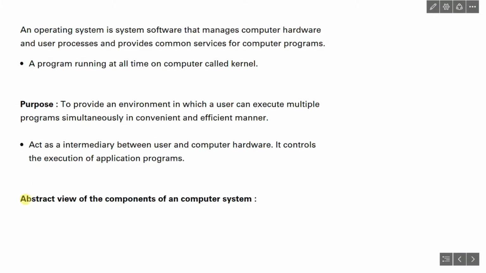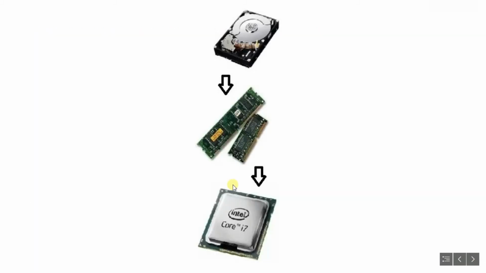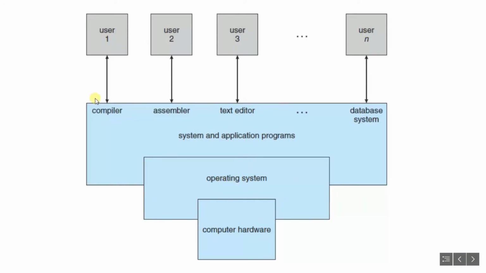So next thing is an abstract view of the components of a computer system. Basically we have four components, that is users, system and application programs, computer hardware and operating system. Users are trying to execute multiple programs, right? Those are application programs like your Notepad, your VLC media player, your Word, etc. These are the applications, and these applications need hardware for execution. So for this communication, we need an operating system as an intermediary.